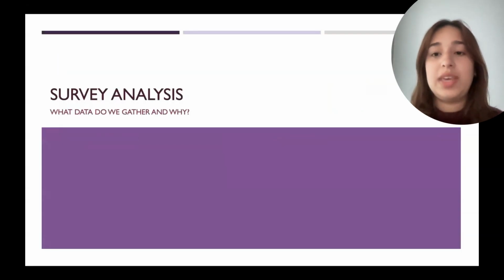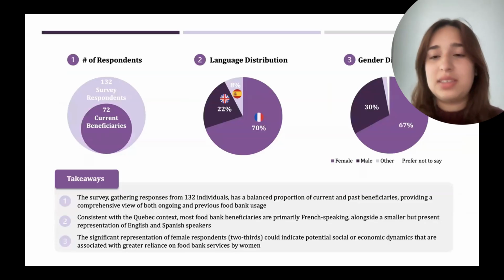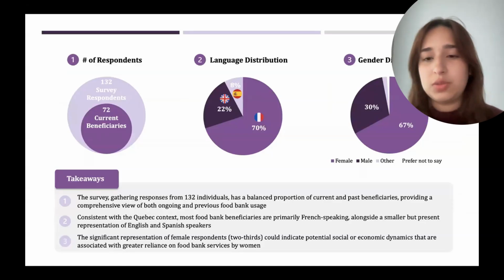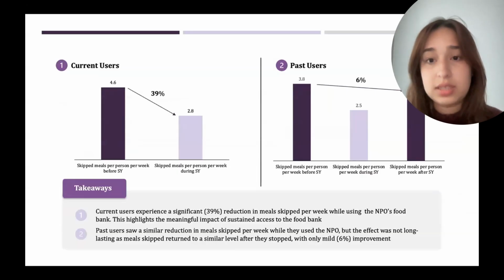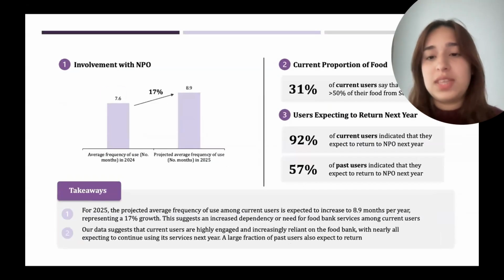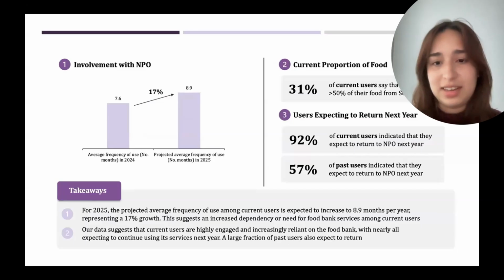So now I'm going to be walking you through the application of our SROI tool with a recent client, which was a food bank. As mentioned, the first step is to gather data to feed the tool. We collected responses from over 100 individuals, including both current and past users of the program. One of the clearest outcomes appeared in food security. While individuals were actively using the service, the number of meals skipped per week decreased significantly. We also observed long-term levels of engagement, which basically just proved that the program is meeting a real and ongoing need.